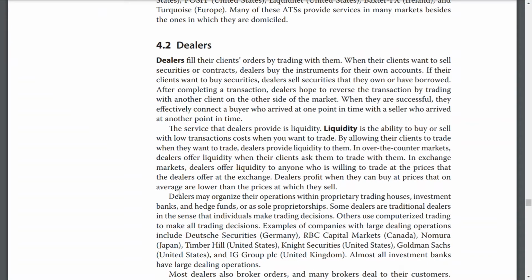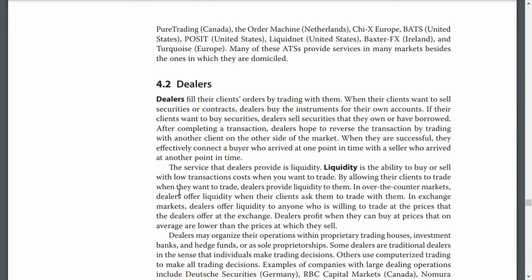Dealers fill their clients' orders by trading with them. When clients want to sell securities or contracts, dealers buy the instruments for their own accounts. If clients want to buy securities, dealers sell securities that they own or have borrowed. After completing the transaction, dealers hope to reverse it by trading with another client on the other side of the market. When they are successful, they effectively connect a buyer who arrived at one point in time with a seller who arrived at another point in time.